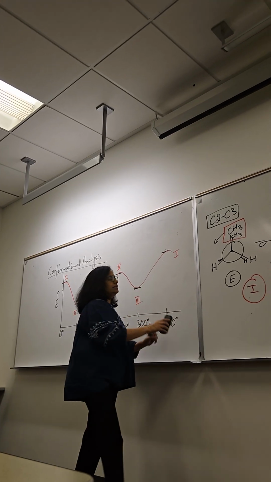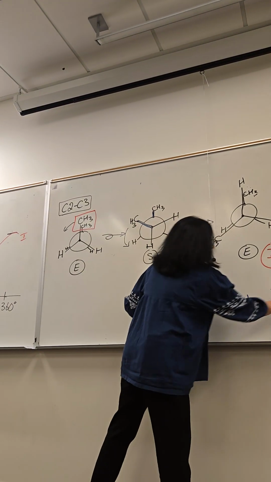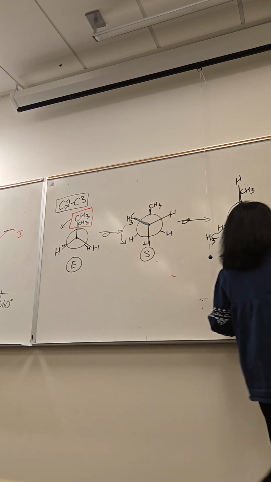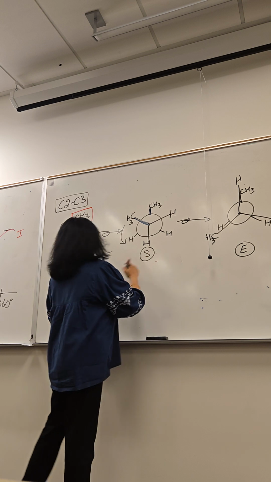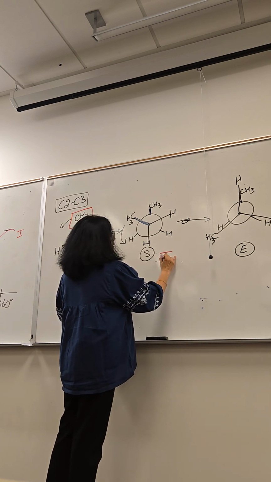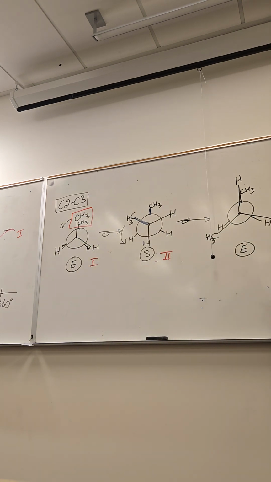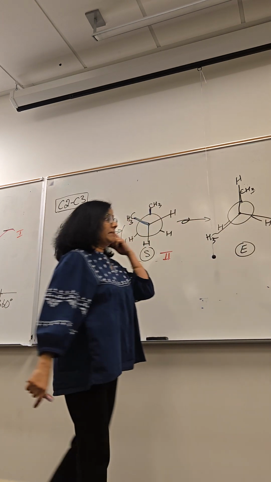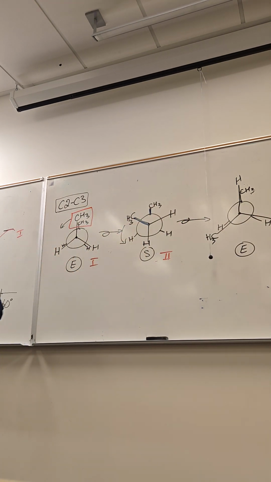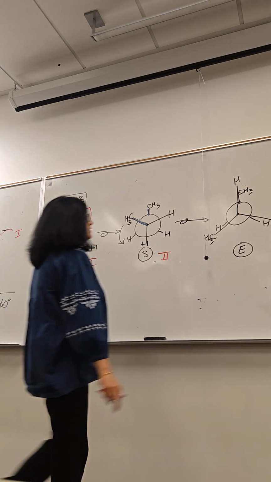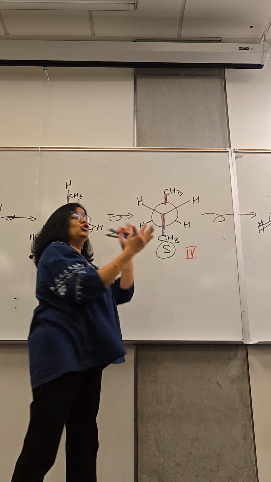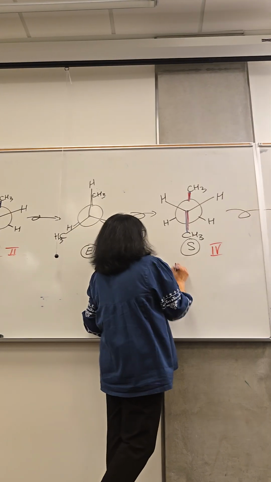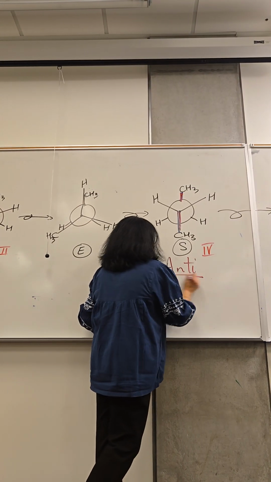Okay, next thing. Look, using the same example that's here. Staggered 2 and staggered 4, are they the same? Is 2 the same as 4? No. This staggered, where the dihedral angle between the biggest groups is 180 degrees, is called the anti-staggered.